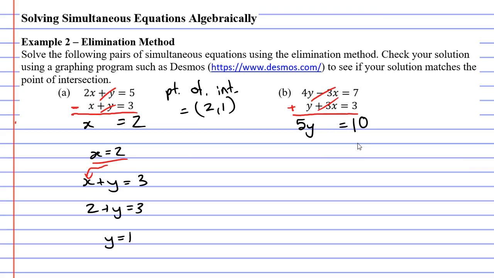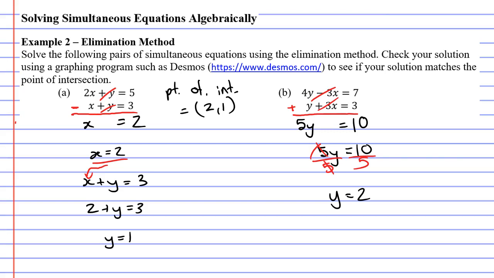It's not solved yet, but this is a really easy equation to solve because all we need to do is divide both sides by 5. And what do we get? Well, 10 divided by 5 is 2, so y equals 2.